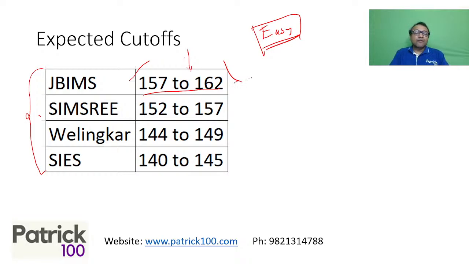So Bajaj could be 157 to 162. Simsri Sydenham could be 152 to 157. Wellinger maybe 144 to 149 cutoffs, and SIA 140 to 145. Put these as the top 4 institutes. Pumba is also among the top institutes, so its cutoff will be around SIS. Pumba has more seats, and though the college is good, because of the larger number of seats, the cutoff normally goes slightly below SIS. But otherwise, Pumba is also a good college.